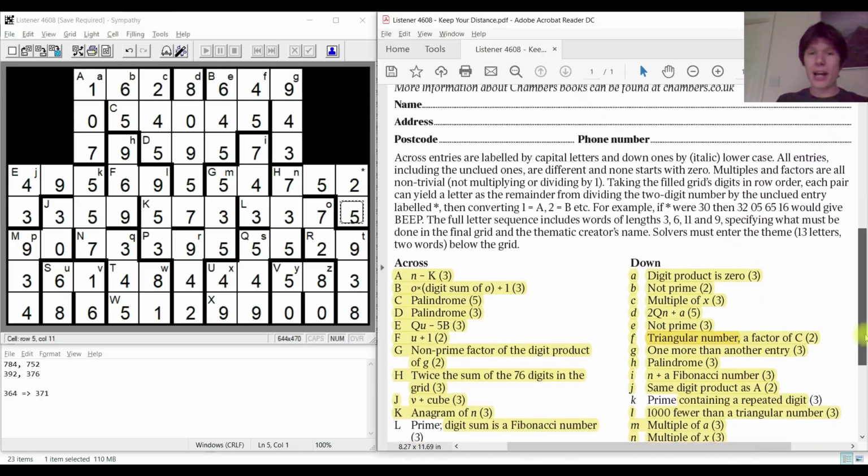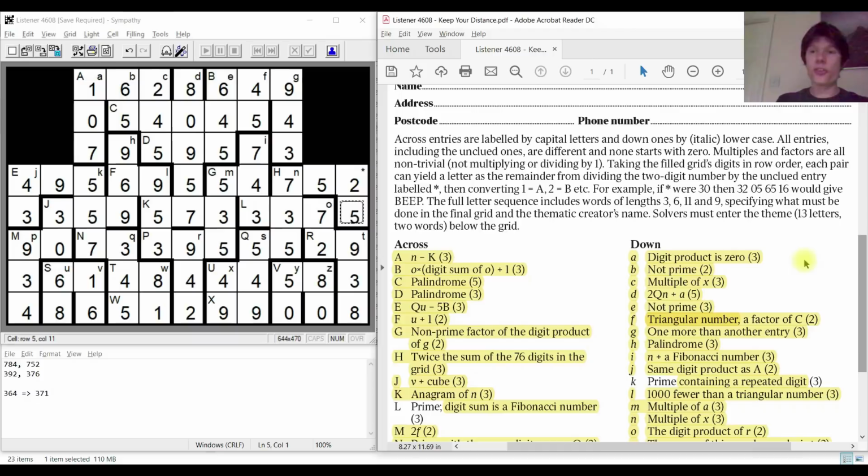If I scroll up and look at the instructions, you'll see that taking the filled grid's digits in row order, each pair yields a letter as the remainder when divided by the entry at star. Well, the entry at star is 25. So, for example, the first 2 digits in the grid are 16.